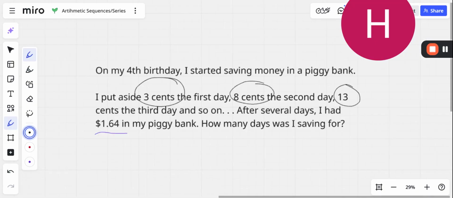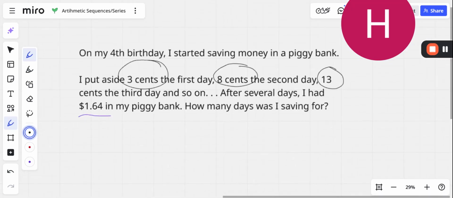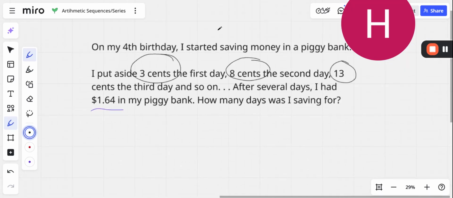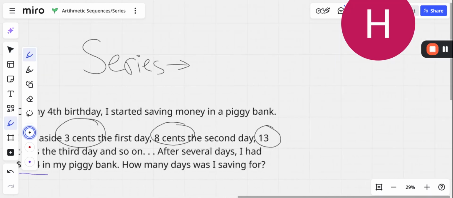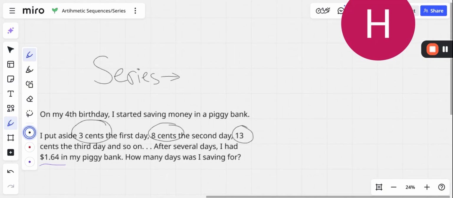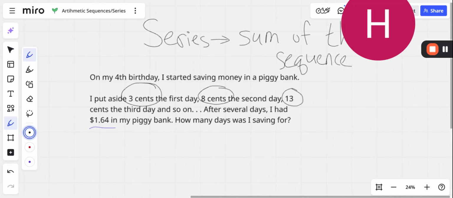Okay, great. Let's take a look at this sort of word problem about my history. It may or may not be true. The numbers are maybe a little bit different. If I started saving money in a piggy bank, then the amount that I've accumulated is going to be determined by a series. Now, a series, if you know, like a TV series, it's all of the episodes together, kind of. So it is the sum, or the total, of the sequence numbers.